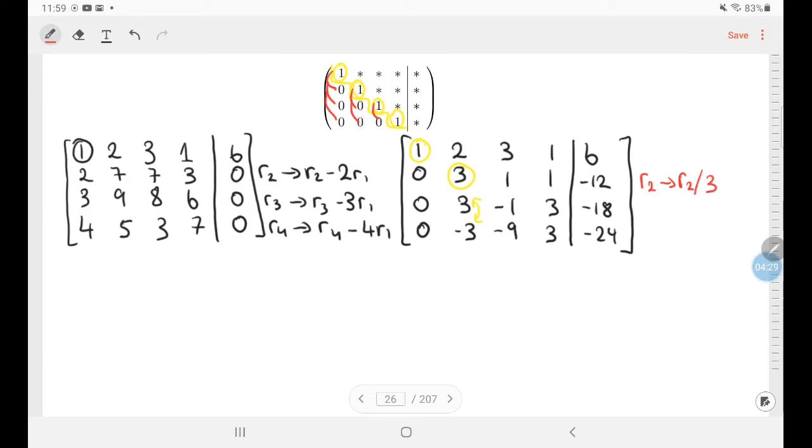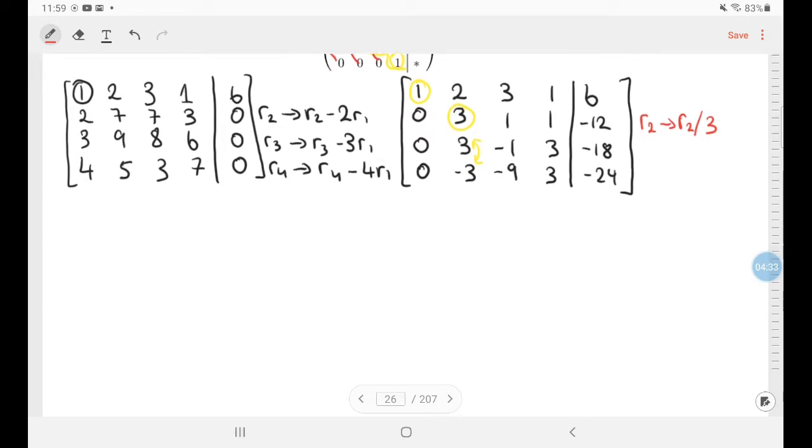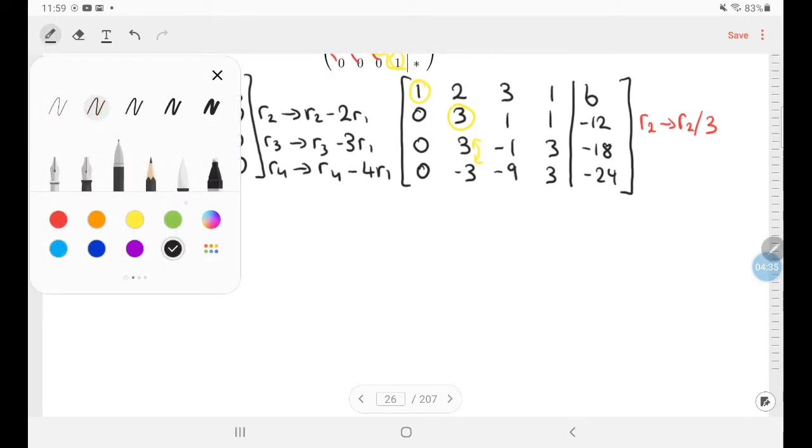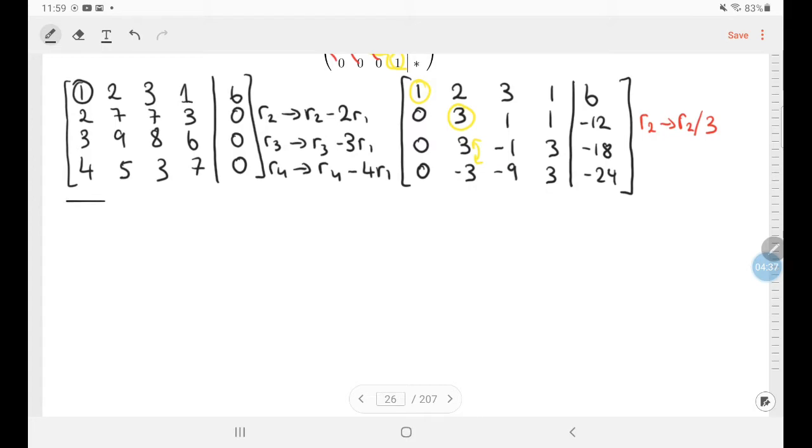And now we are going to have fractions, and we must be comfortable using them. We can't do rounding. We've learned already that that's just not going to work. So first row is 1, 2, 3, 1, 6. And now we're doing row 2 divided by 3. 0 divided by 3 is 0.